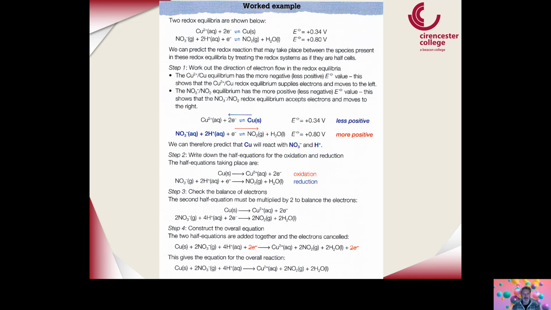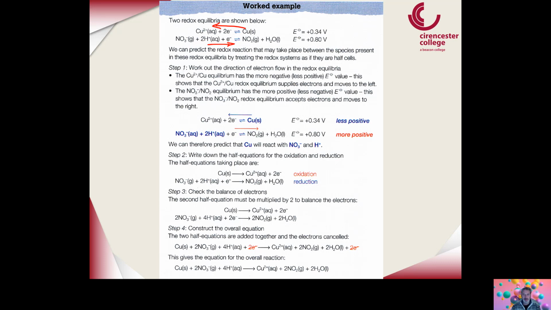So here are some worked examples. Two redox equilibria are shown below. We've got copper and we've got the nitrate ion becoming NO2. In this case, they have been listed with the more negative or least positive one at the top. So the copper one is going to go that way, as it shows lower down, and that one's going to go that way. That's less positive, so it's going to be reversed. This one is going to go in the direction it's written.